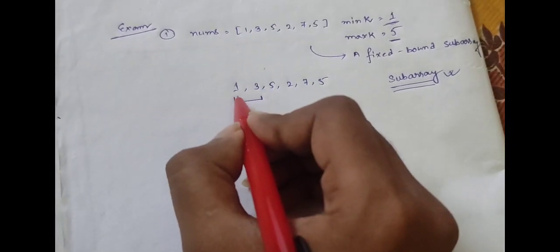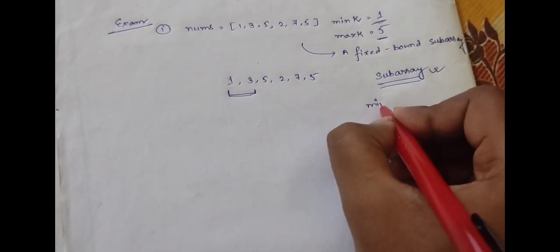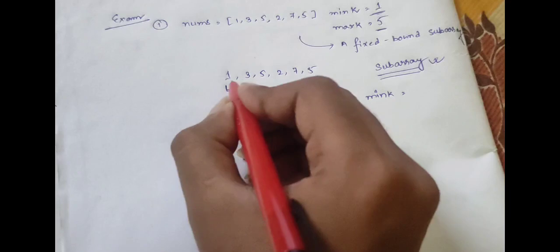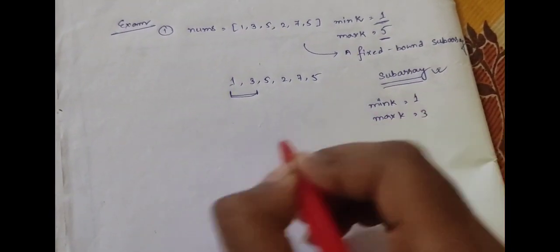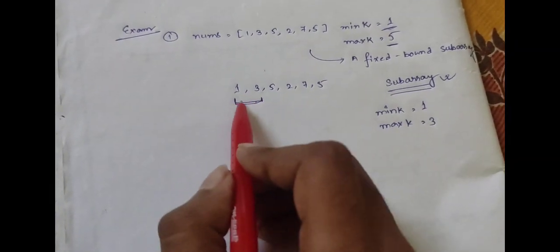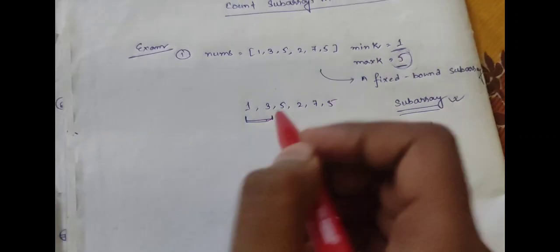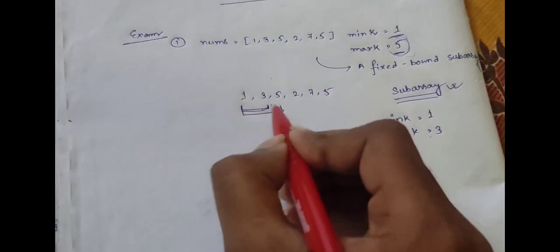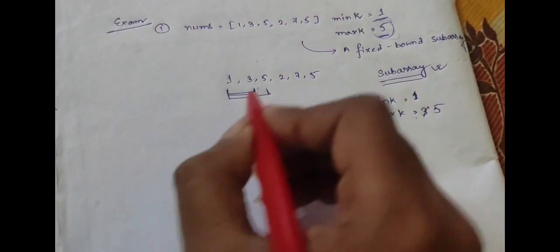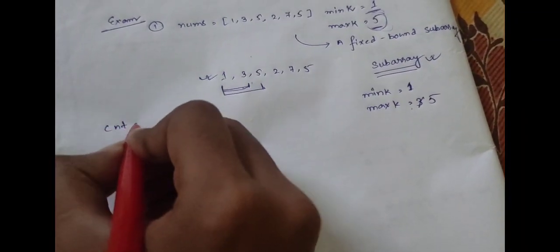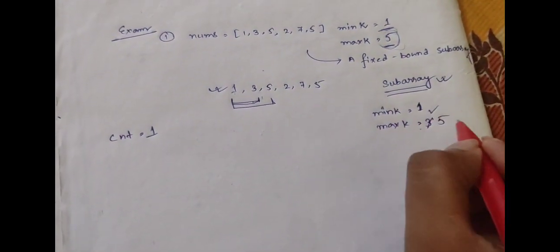First of all we check 1 and 3. Their min element is 1 and their max is 3. It might be possible, but it is not, because their max is 3 but we need the max to be 5. So we check another one, 1 3 5. Their min is 1 and the max is 5. It is possible. So the count is 1, because 1 3 5 is a good subarray: the min is 1 and the max is 5.